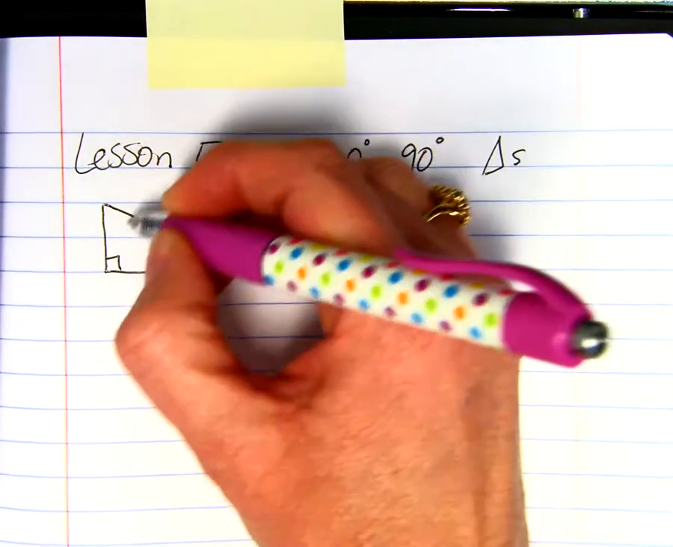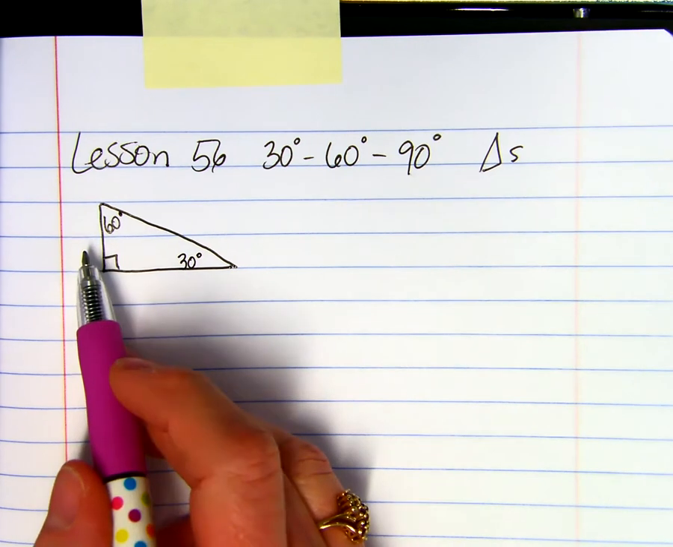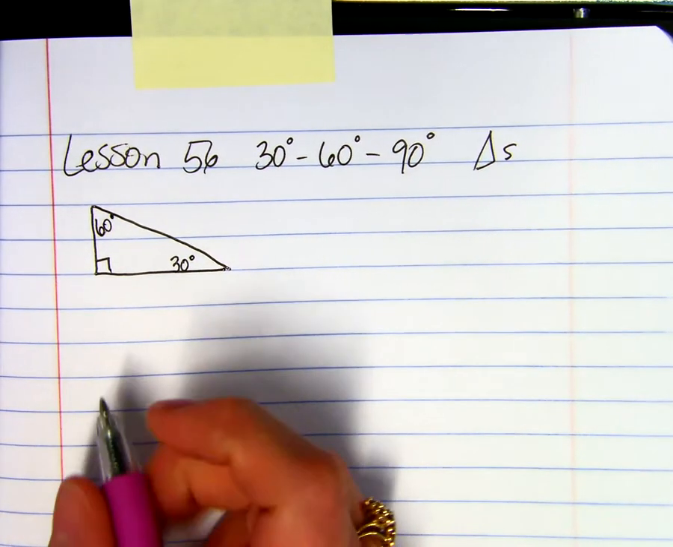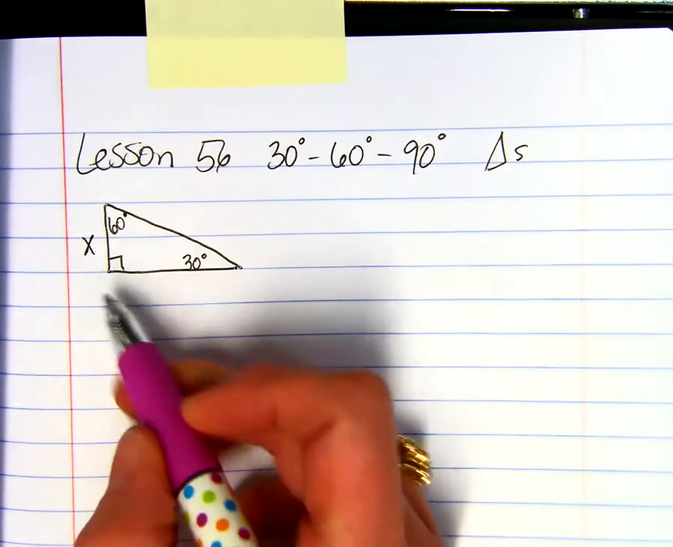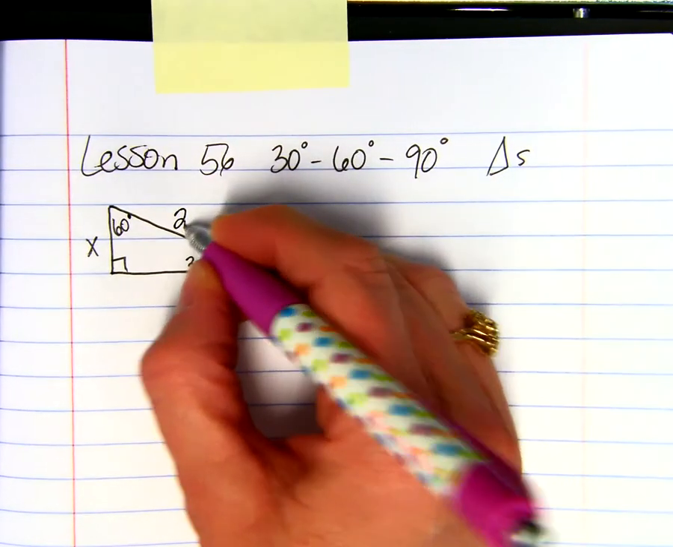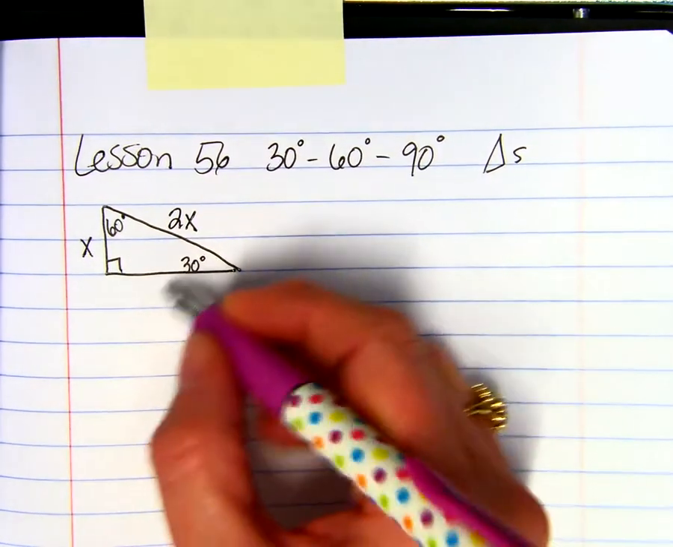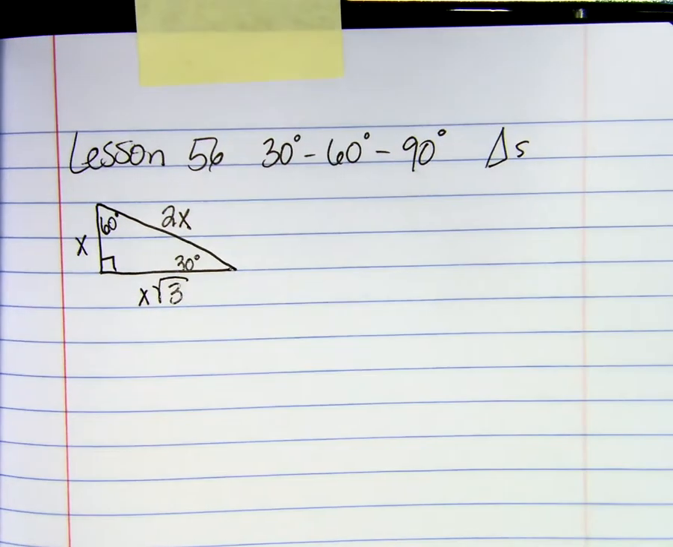The 30-degree angle, of course, is across from the shorter side, the shorter leg. They have a proportion where if the shorter leg is the length of x, then the hypotenuse will be 2 times x, and the longer leg will be x times root 3.